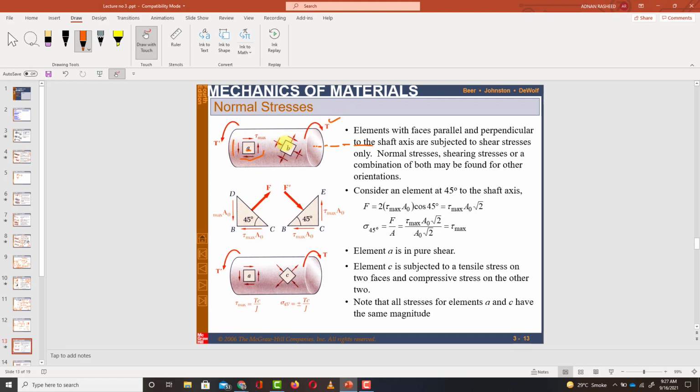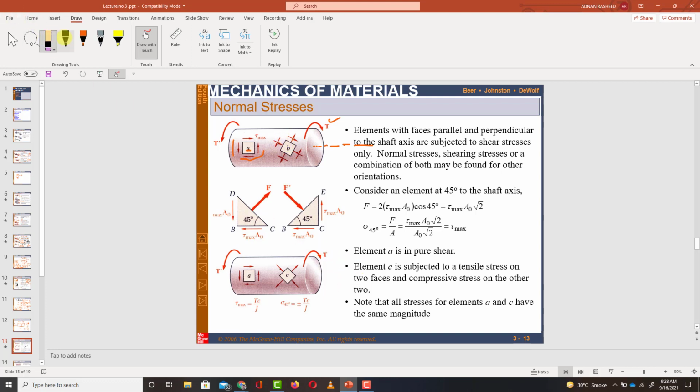But if there is a change in orientation of the patch or any portion of the shaft, where its faces are neither parallel nor perpendicular to this axis, then along with the shear stresses, there will be normal stresses as well. So how will we find those normal stresses?